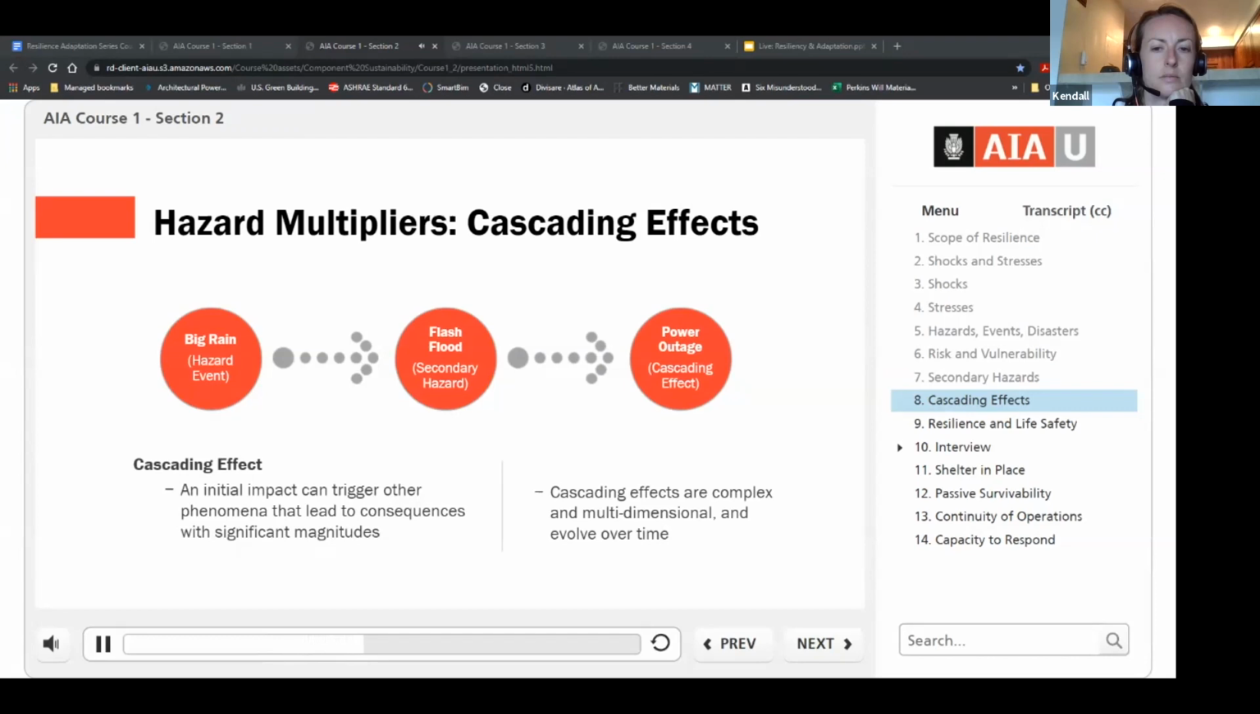For example, a big rain event can cause a secondary hazard of flash flooding, which in turn causes multiple cascading events such as power outages and infrastructure destruction. Or a windstorm event can trigger a power outage as a secondary hazard that in turn can trigger a range of cascading effects such as water supply and distribution pump failures, sewage treatment plant shutdown, gas station closures, and more. Taken together, the effect of cascading events can be crippling to a community.